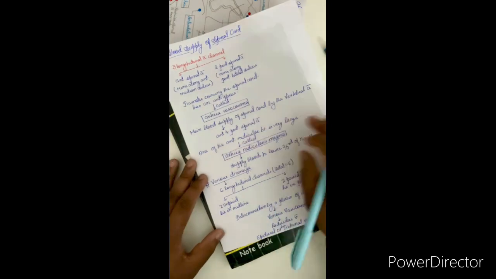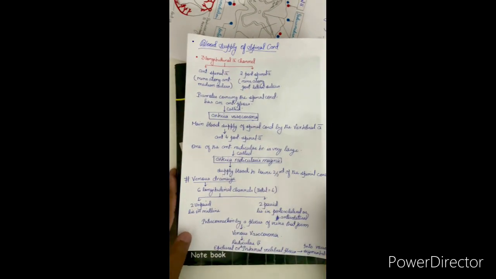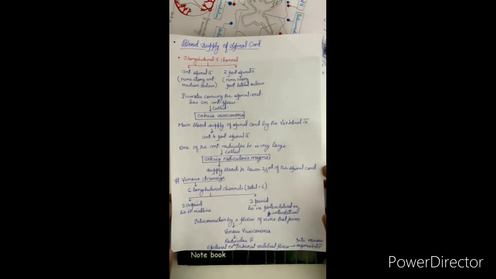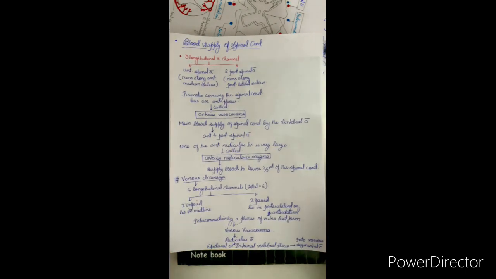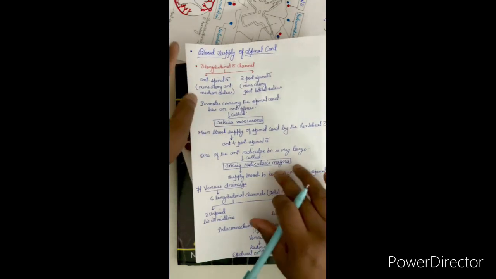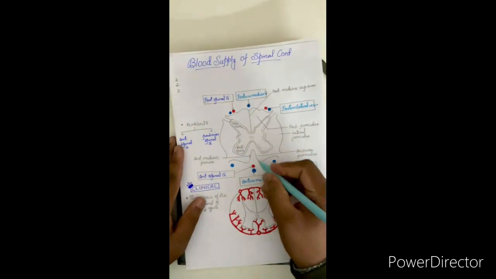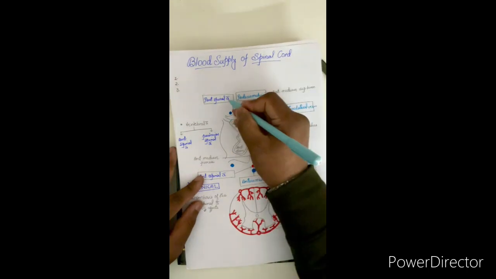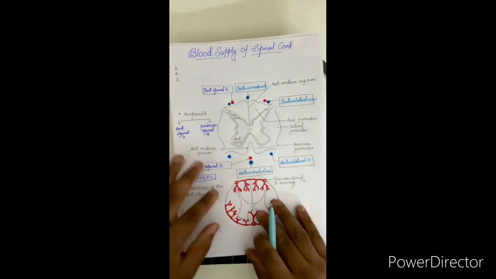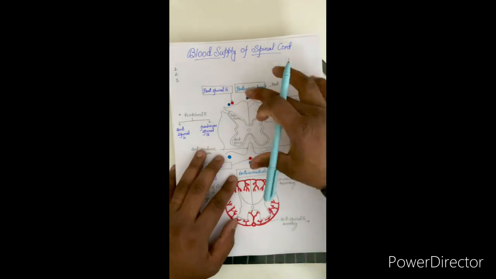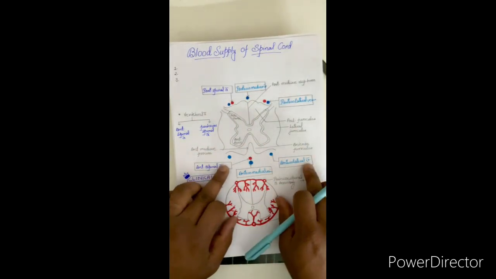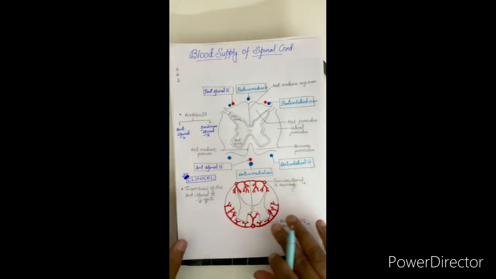This is the complete blood supply of a spinal cord. The three longitudinal channels of arteries are the anterior spinal artery, which is unpaired, and the posterior spinal arteries, which are paired. Anteromedian vein and posteromedian vein are unpaired. Anterolateral vein and posterolateral vein are paired.